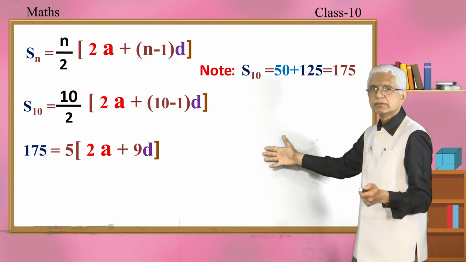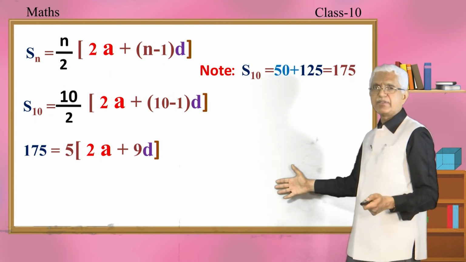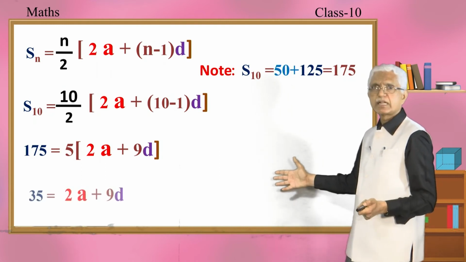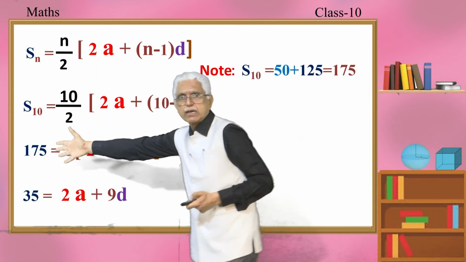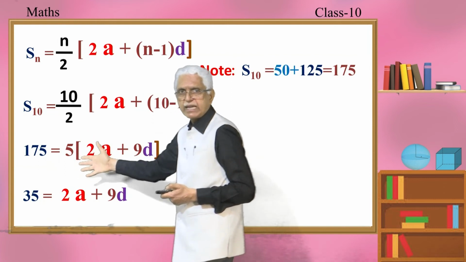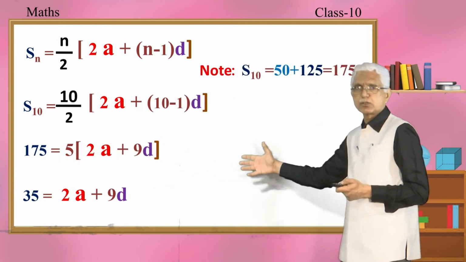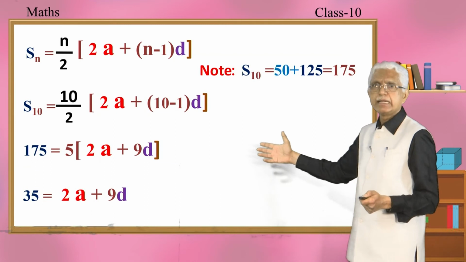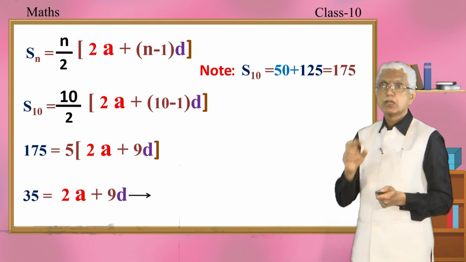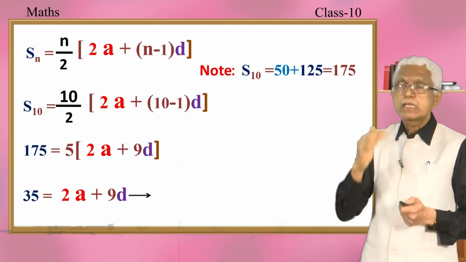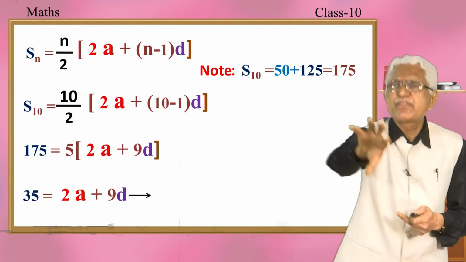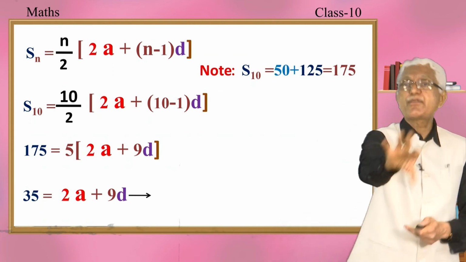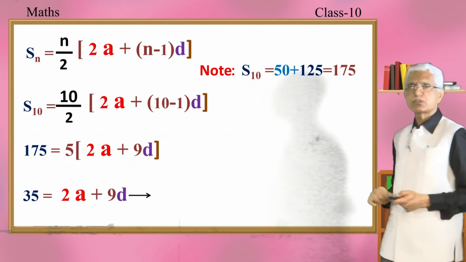What have they done? 175 divided by 5 should give you 35. So 35 is equal to 2a plus 9d, and this is your second equation. So you have two equations. The process of getting the pair of linear equations is different here. I am using the formula n by 2 into 2a plus n minus 1 into d in this case.